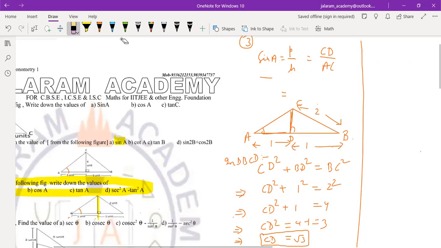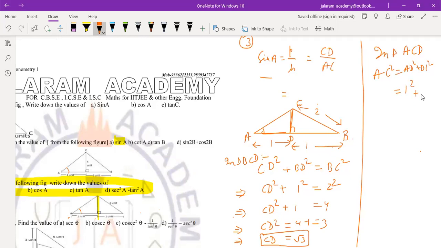You can do it in rough also. What do we need? We need AC. CD we have already calculated. So to calculate AC, we again use triangle ACD. Using Pythagoras theorem, AC square equals AD square plus DC square. Now AD is 1 and DC is root 3. 1 plus 3 equals 4. So AC equals square root of 4, that is 2 units.